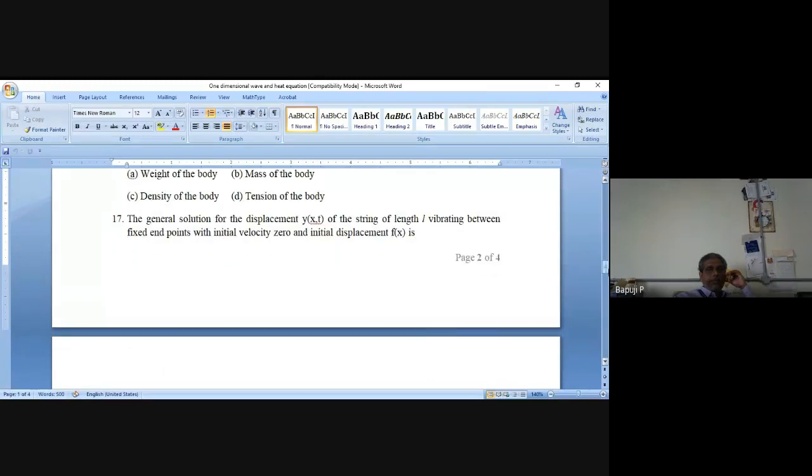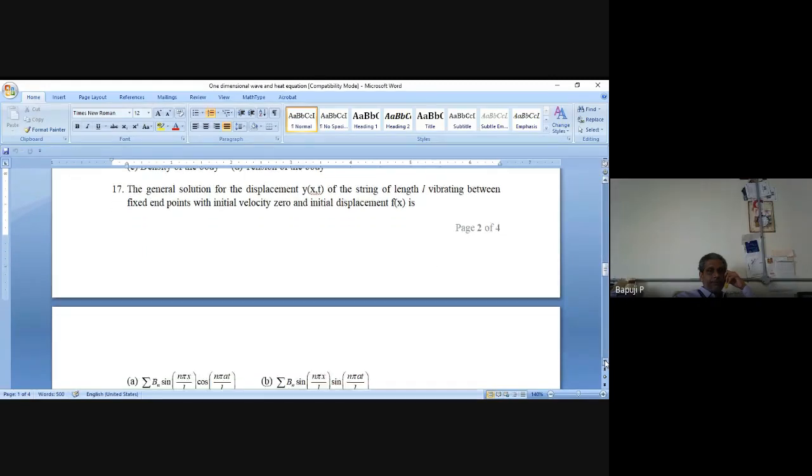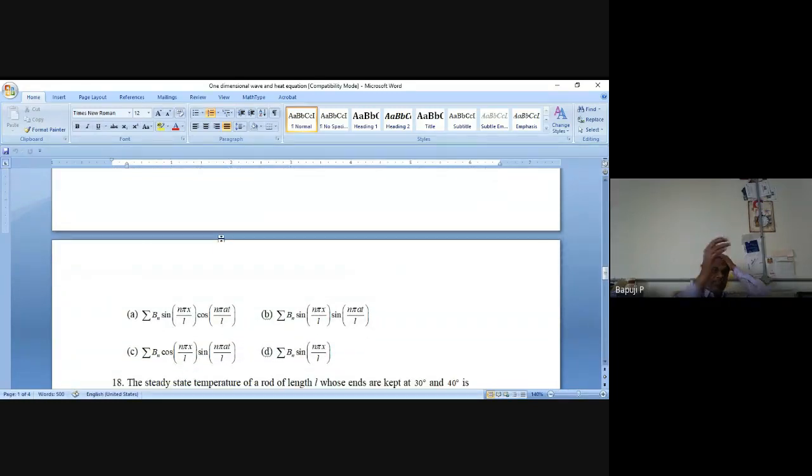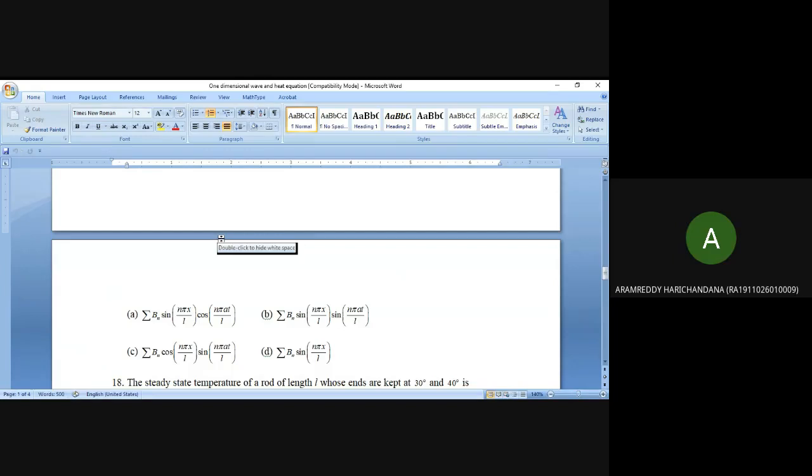Next. The general solution of the displacement of a string of length L vibrating between two fixed points, with initial velocity 0 and initial displacement f of x, is... So he's actually asking for the final condition. After finding three conditions, we do the fourth condition. Initial velocity is 0. So what will we do? Which is the solution? Option A, sir.